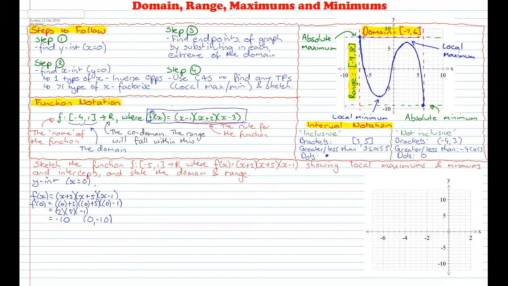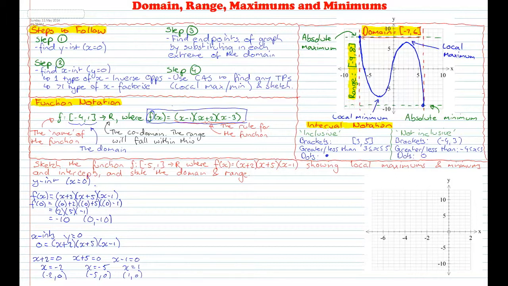Now what we need to do is go through and find our x-intercepts. So for our x-intercepts, we're going to make our y value equal to 0, or f of x equal to 0. So we're going to have 0 is equal to (x + 2)(x + 5)(x - 1). And what we're going to do is solve for each bracket separately. So we've got x + 2 is equal to 0, x + 5 is equal to 0, and x - 1 is equal to 0. So that's going to get us x is equal to -2, x is equal to -5, x is equal to 1. And the coordinates of the intercepts are therefore (-2, 0), (-5, 0), and (1, 0).